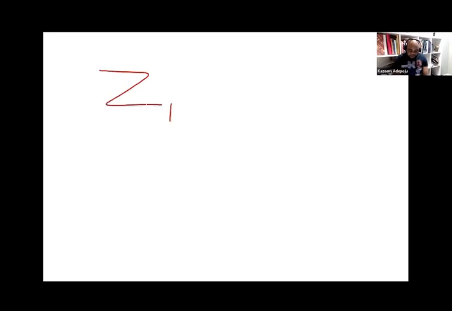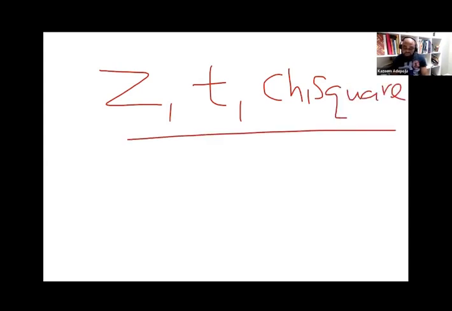Now this is it: Z, T, and chi-squared. These are the tables that you need for the exam. Those are the tables I have attached. You do not need to bring them to the exam. I've already attached them to the exam document, and I extracted them from the back of the textbook.